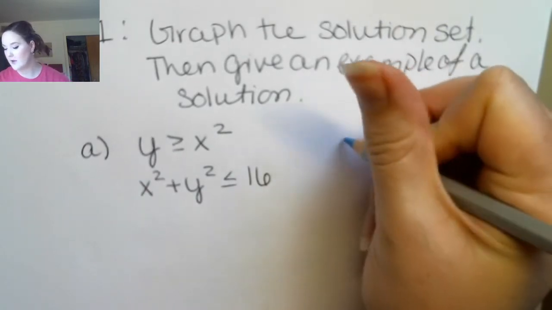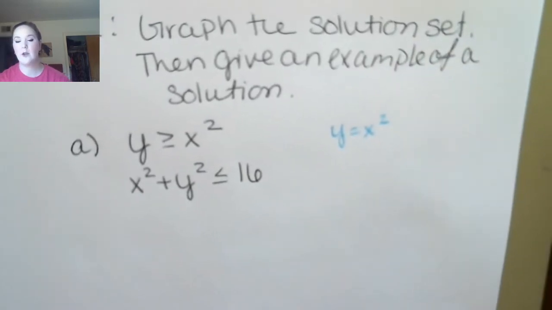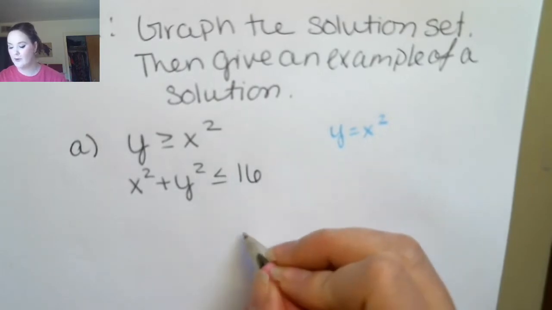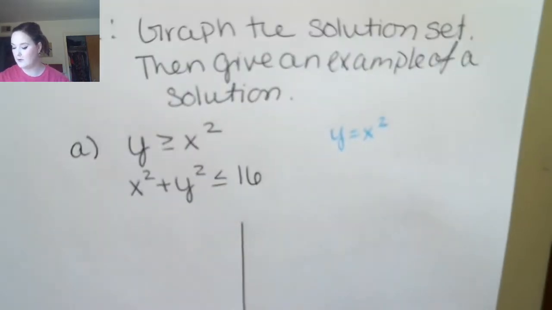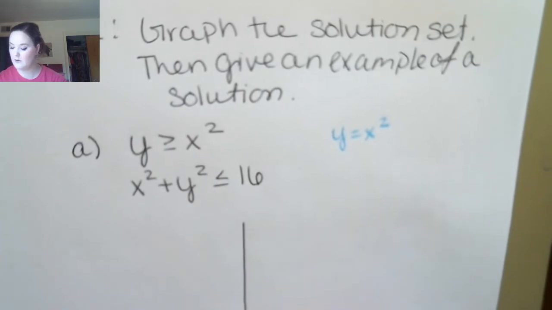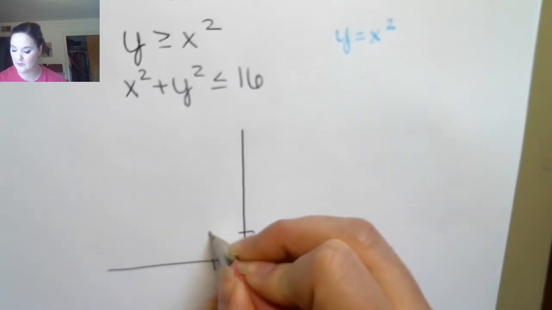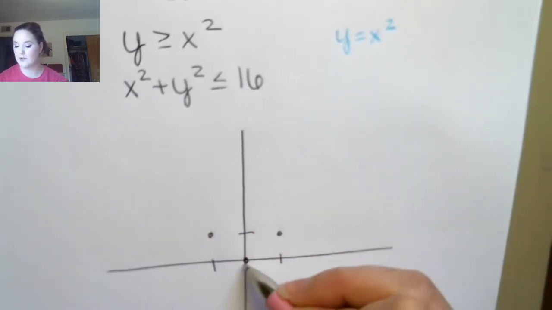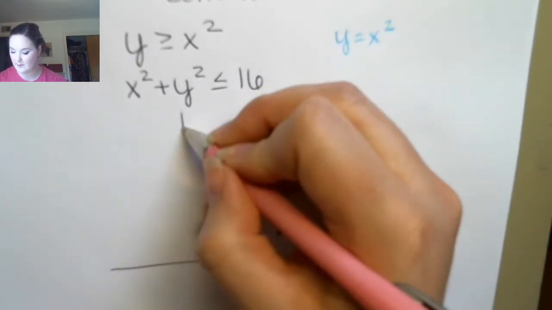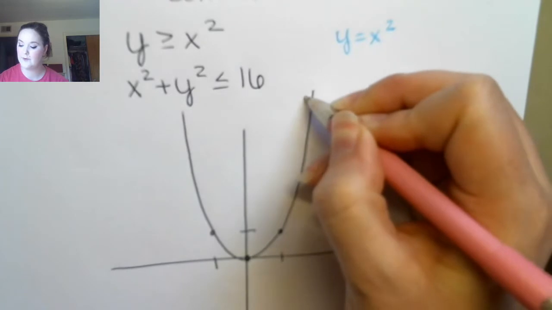So the first one would be y equals x squared, which we know is a parabola. So let's look at our graph, what it would look like with a parabola. This is actually just the base graph of a parabola, so we're going to go ahead and graph our key points: negative 1, 1, 0, 0, and 1, 1. And then we're going to draw in our parabola.